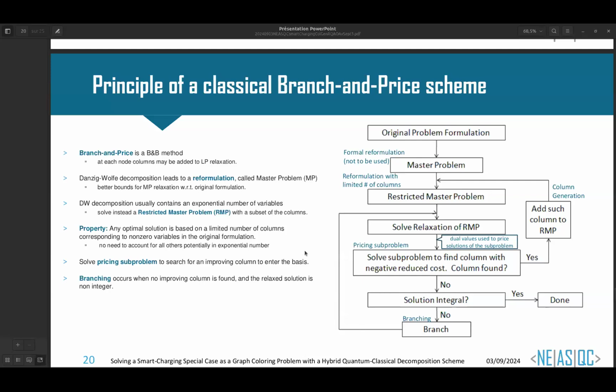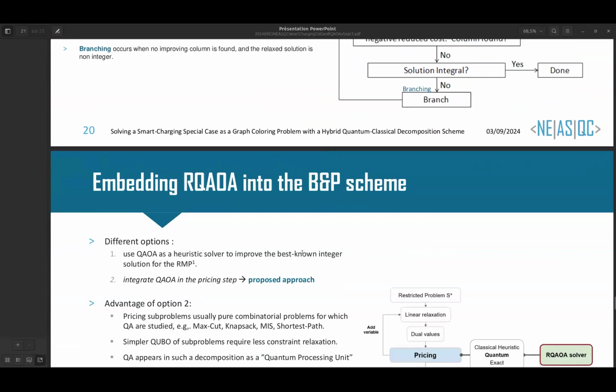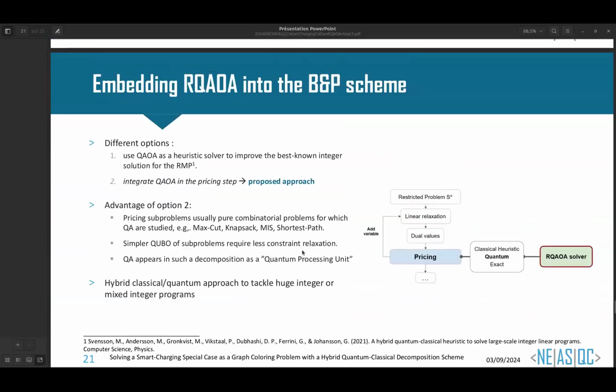So that's what we did with the quantum algorithm. That's what I tried to say earlier, but that was out of sequence. We have different options to use QAOA as a heuristic. We can use it to solve the restricted master problem first, and that would give us a better integer solution. That would be a heuristic, proposed in the literature. What we did is to integrate QAOA in the pricing step, so as a subproblem.